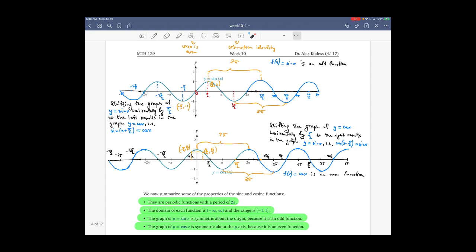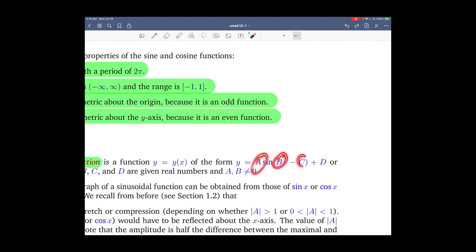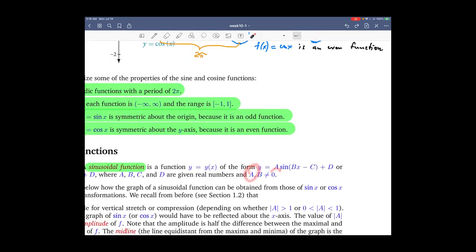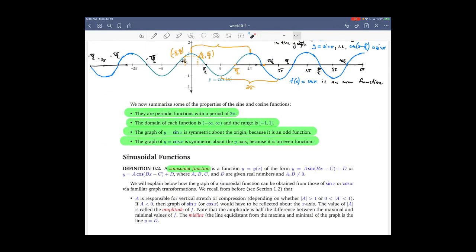All right, let's now talk about more generic shifts and stretches. These occur when we talk about these sinusoidal functions. So here A, B, C, and D are given parameters. We assume A and B are not zero, of course. We pretty much know from our study of graph transformations what these parameters are responsible for. We know the multiplier in front of the function corresponds to stretching, vertical stretching or compression.